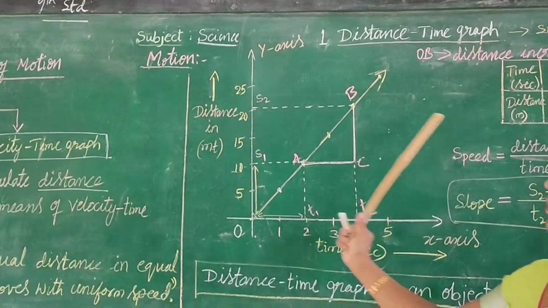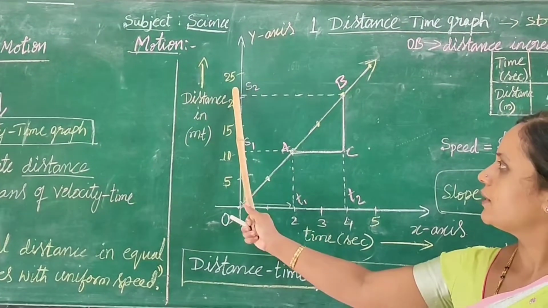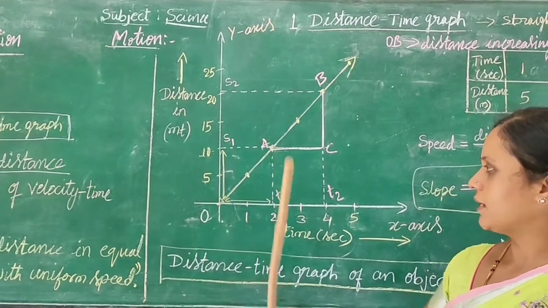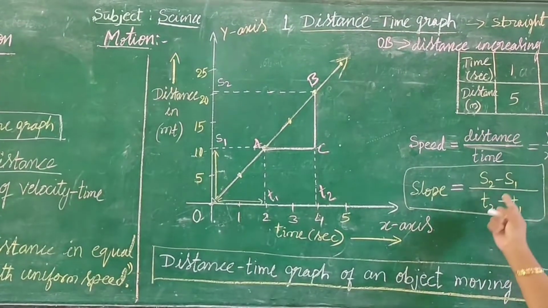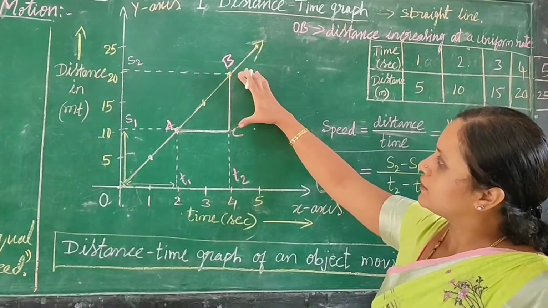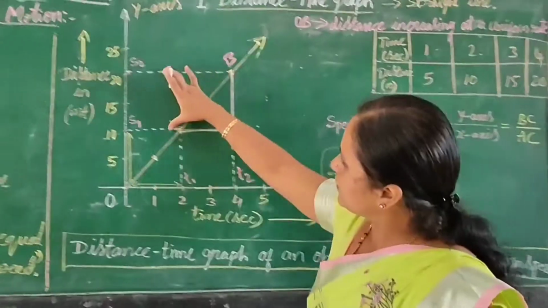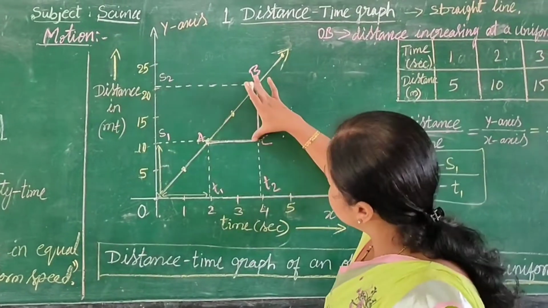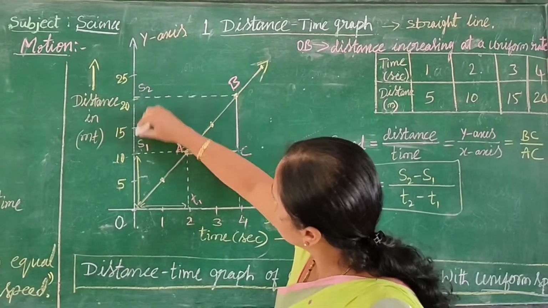Similarly, I draw perpendiculars from B to the y-axis and from A to the y-axis. Now I want to find the length of BC. BC is nothing but this part on the y-axis.